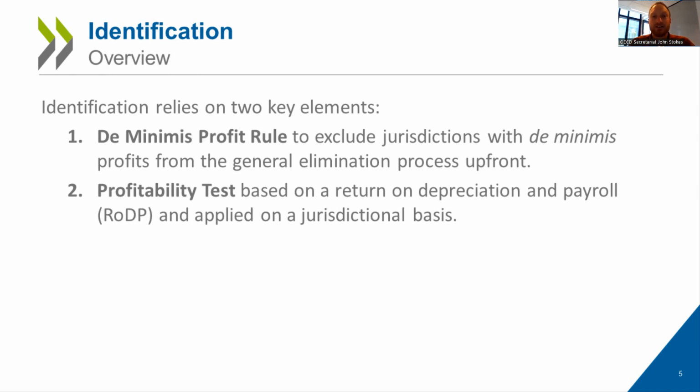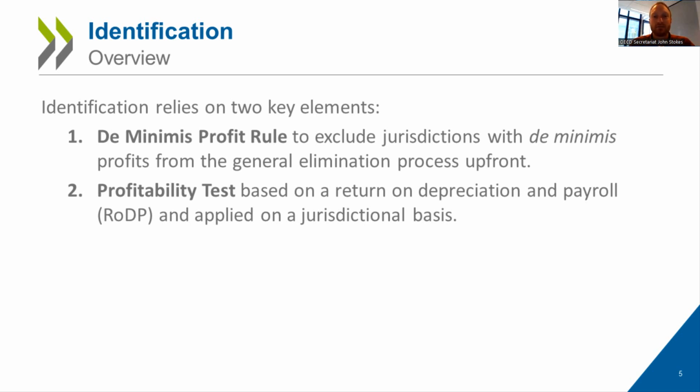The first is a de minimis profit rule, and the idea here is that jurisdictions with de minimis profits are excluded from the elimination process up front. So before we undertake any of our detailed calculations, the rules seek to identify the jurisdictions with a low level of profit and take them out of scope of the elimination process.